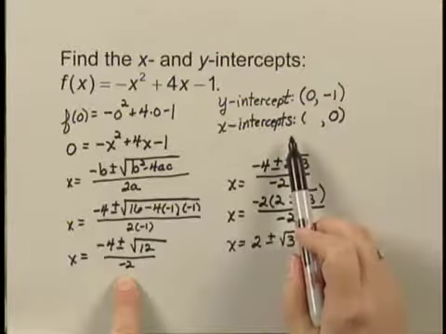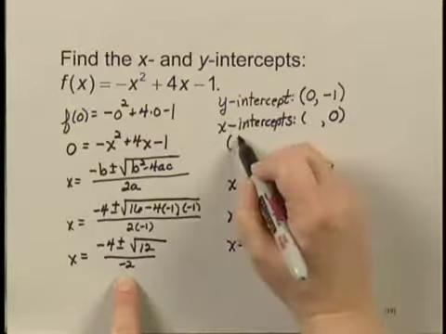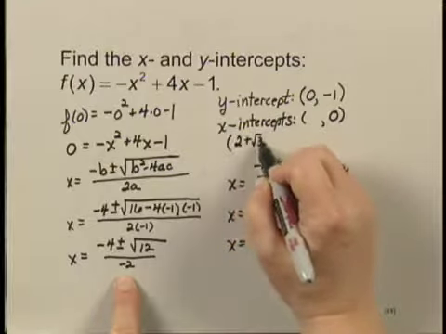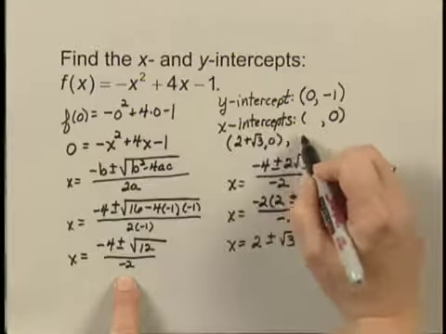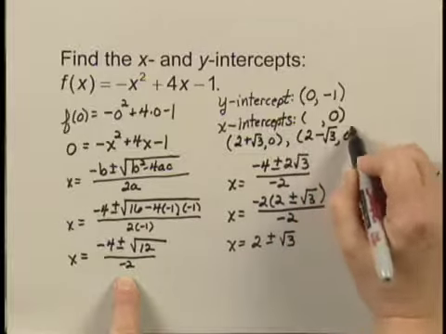That tells us that there are two x-intercepts. One of them is 2 plus the square root of 3, 0, and the other is 2 minus the square root of 3, 0.